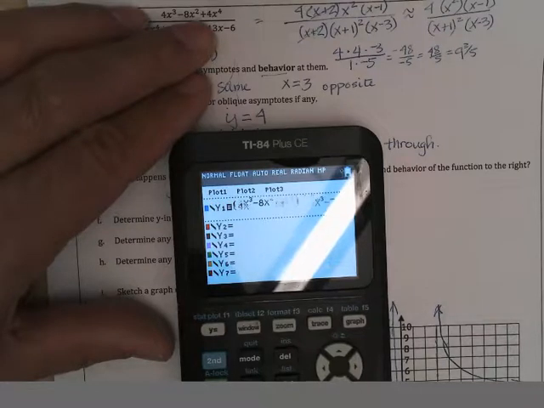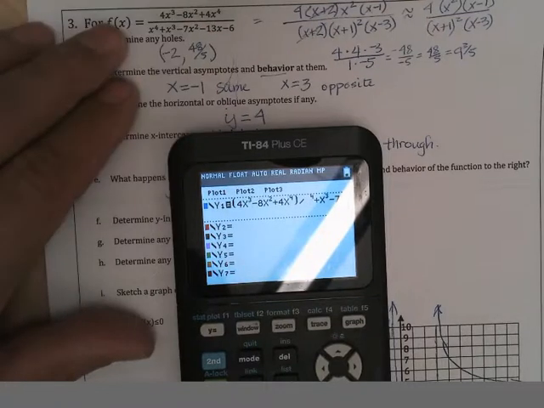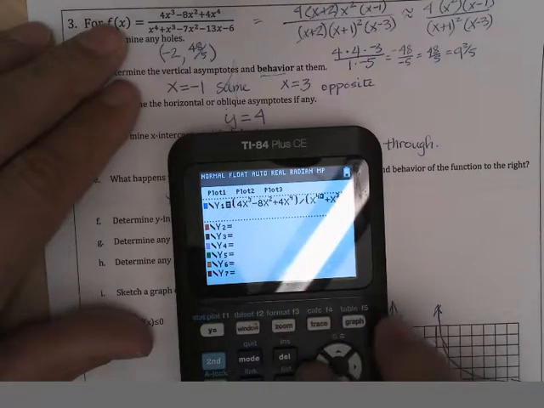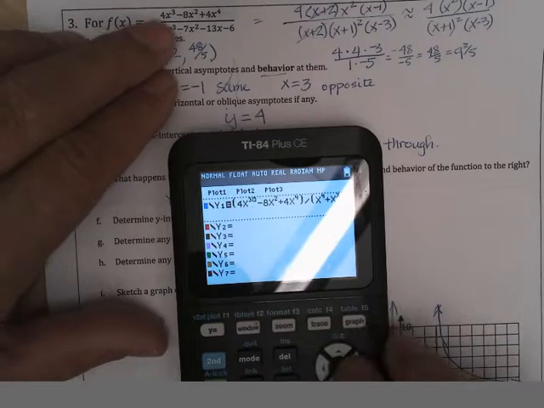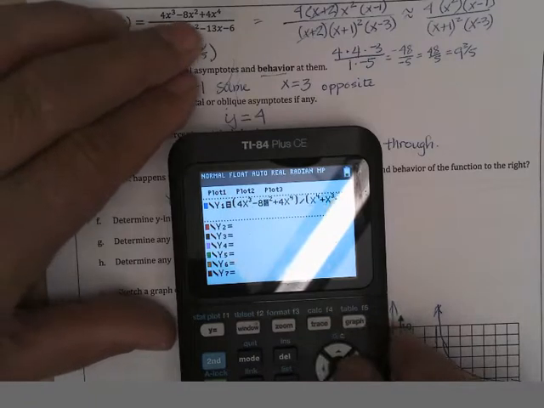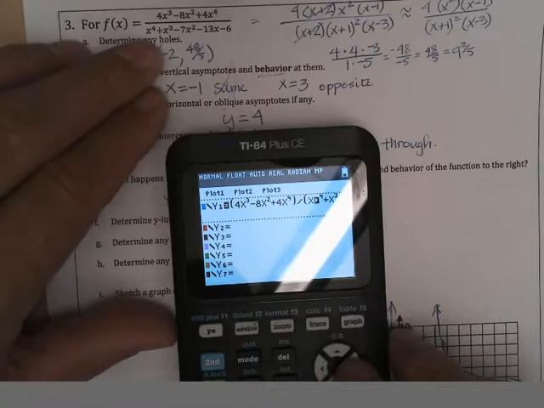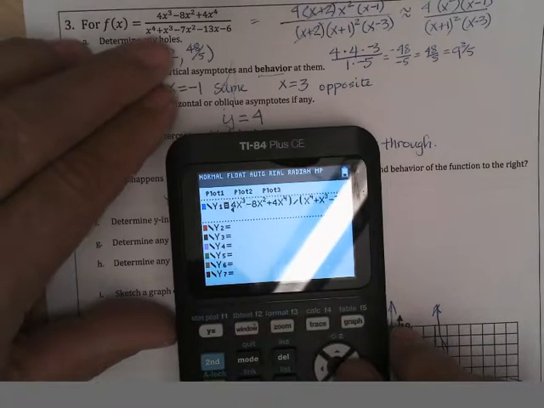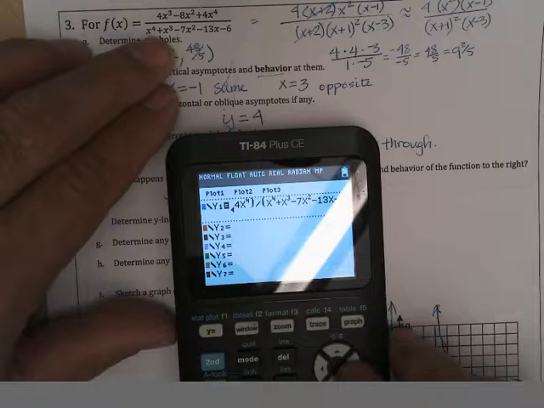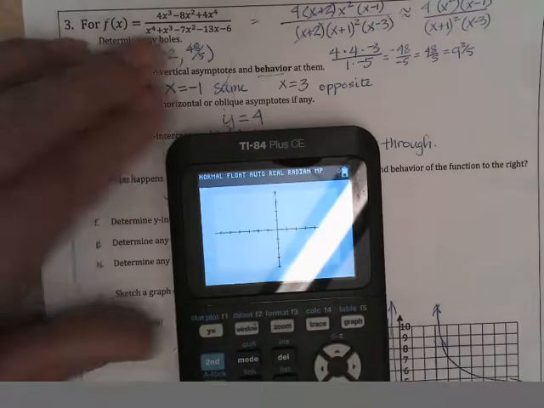divided by, and then insert a parenthesis, and I should have an x right there. Does this look right now? 4x to the third minus 8x squared plus 4x to the fourth divided by x to the fourth plus x to the third minus 7x squared minus 13x minus 6. I think so. So we push graph.